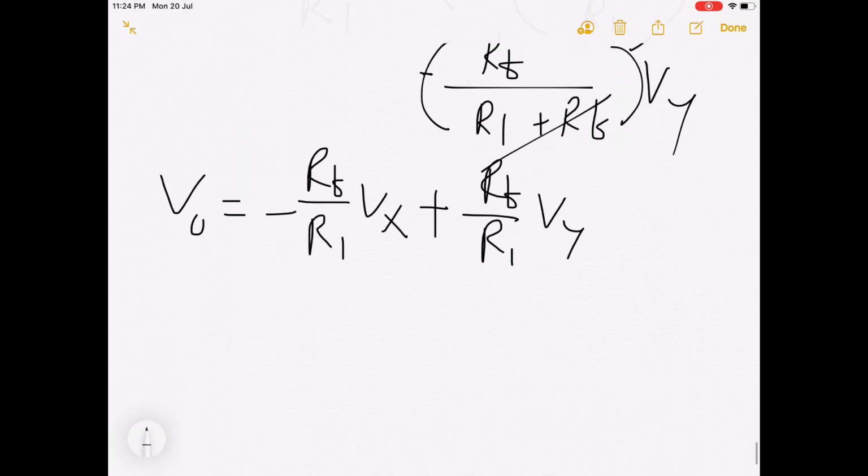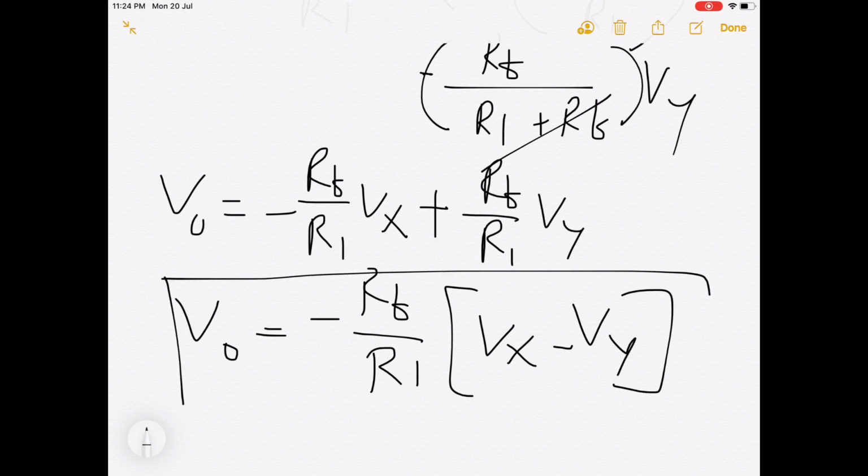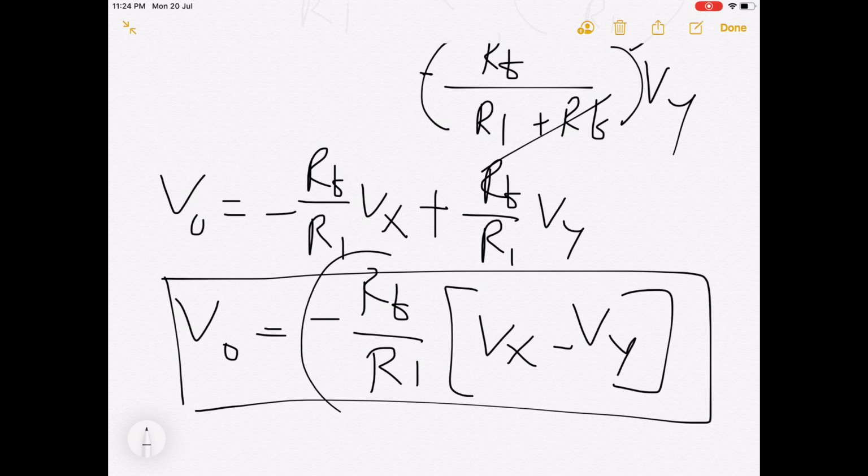Take the same terms out, that is minus RF by R1 into Vx minus Vy. This is a subtractor, that is, the output is the difference of two inputs with the gain of minus RF by R1.